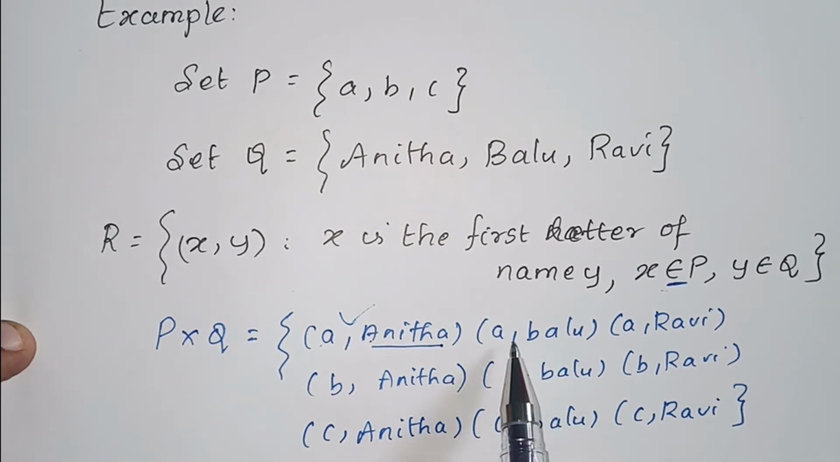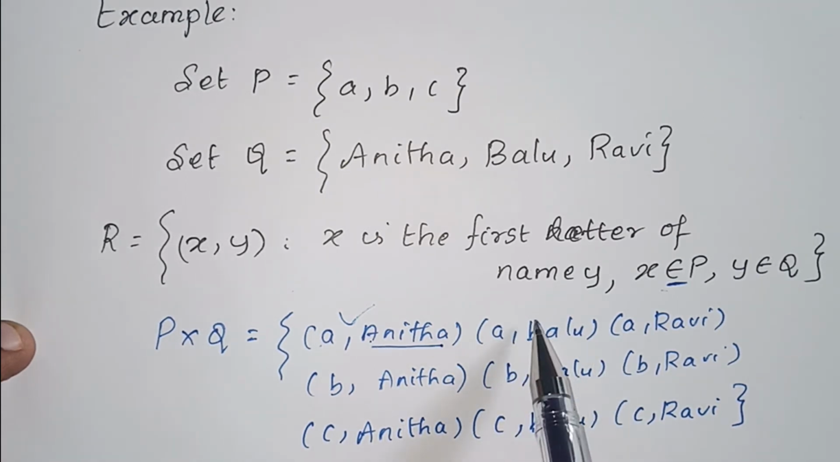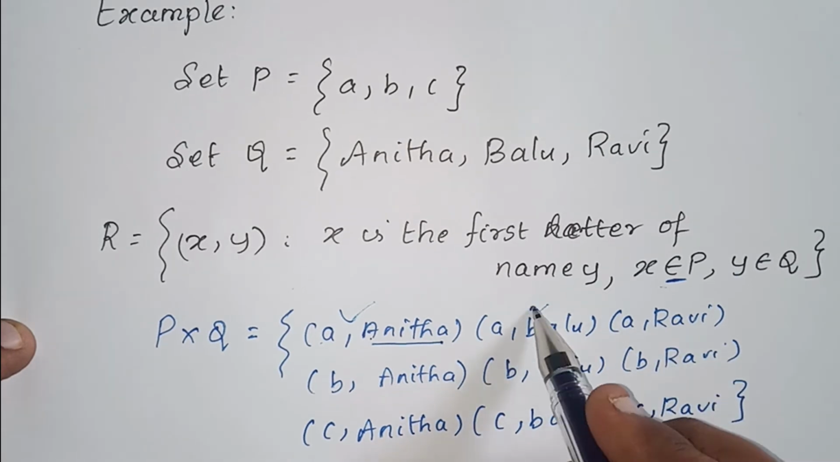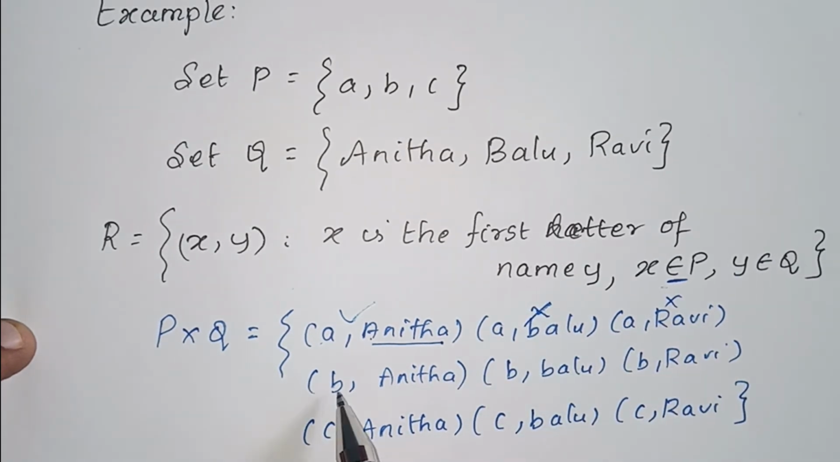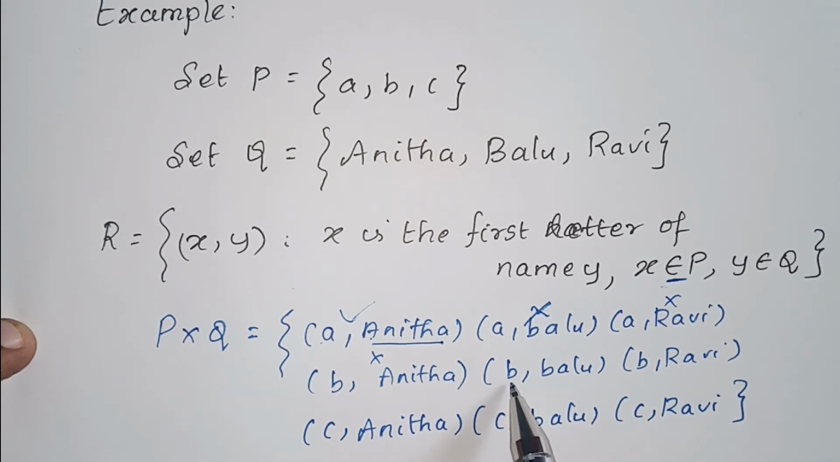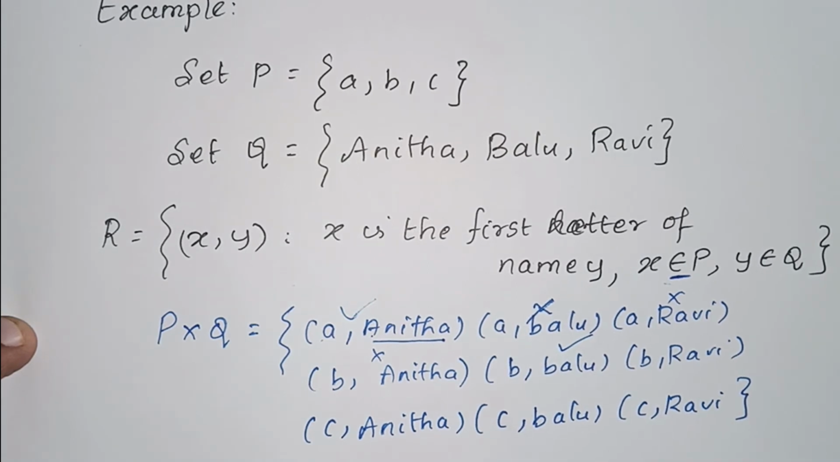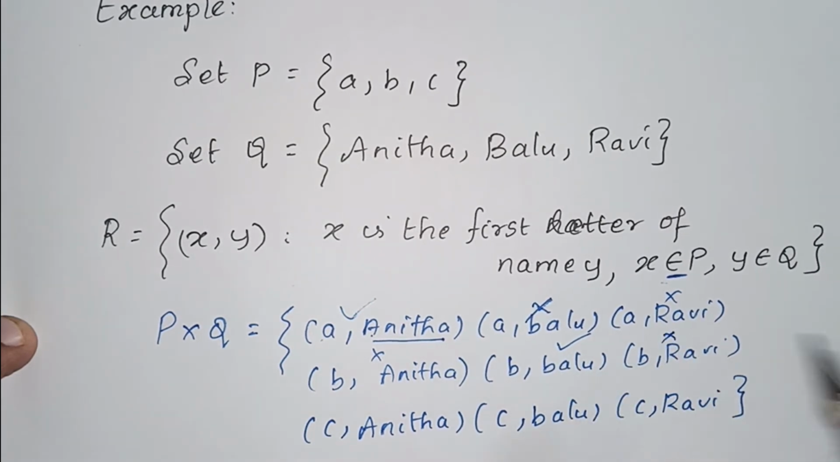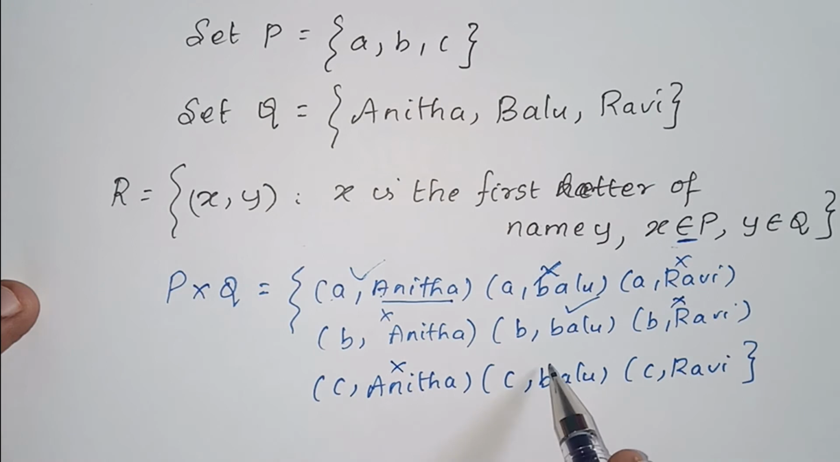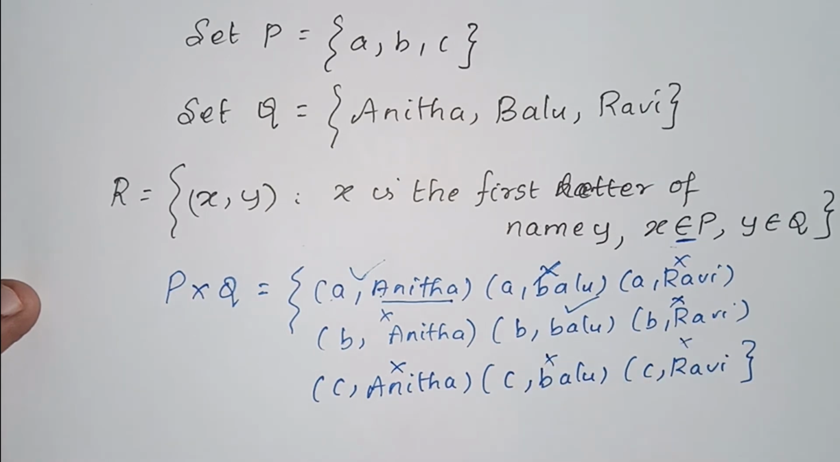A comma Balu. So the first letter of name Y and X is different, so you don't need to take this pair. This also you don't need to take. B comma Anita, no. B comma Balu. So X is the first letter of name Y. So this satisfies the relation. So this not satisfied, not satisfied, not satisfied, not satisfied.